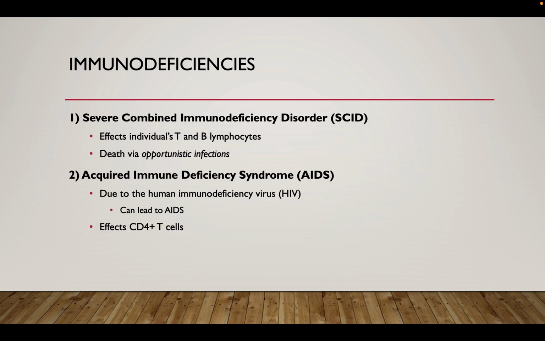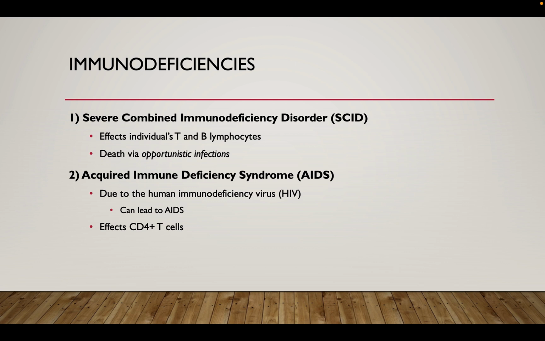Now, we'll go over just a few last things here. There are different types of immunodeficiencies that have to do with different types of immune cells and essentially them being defective or altered in some way. So the first one we'll talk about is something called severe combined immunodeficiency disorder. So what this is, it is a combined disorder of both T cells and B cells.